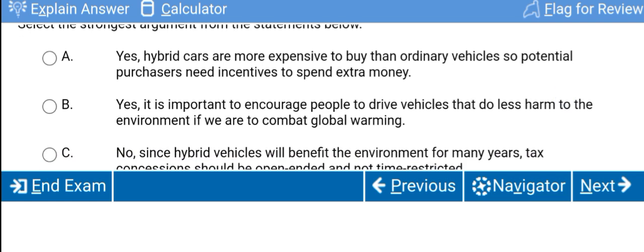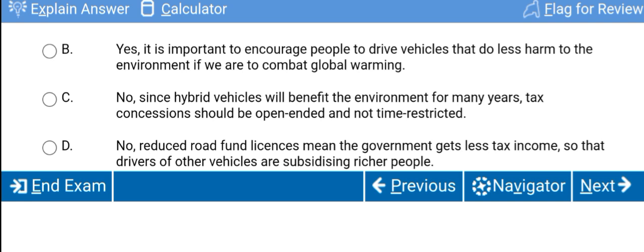Option A, yes, hybrid cars are more expensive to buy than ordinary vehicles, so potential purchasers need incentives to spend extra money. Option B, yes, it is important to encourage people to drive vehicles that do less harm to the environment if we are to combat global warming. Option C, no, since hybrid vehicles will benefit the environment for many years, tax concessions should be open-ended and not time restricted.